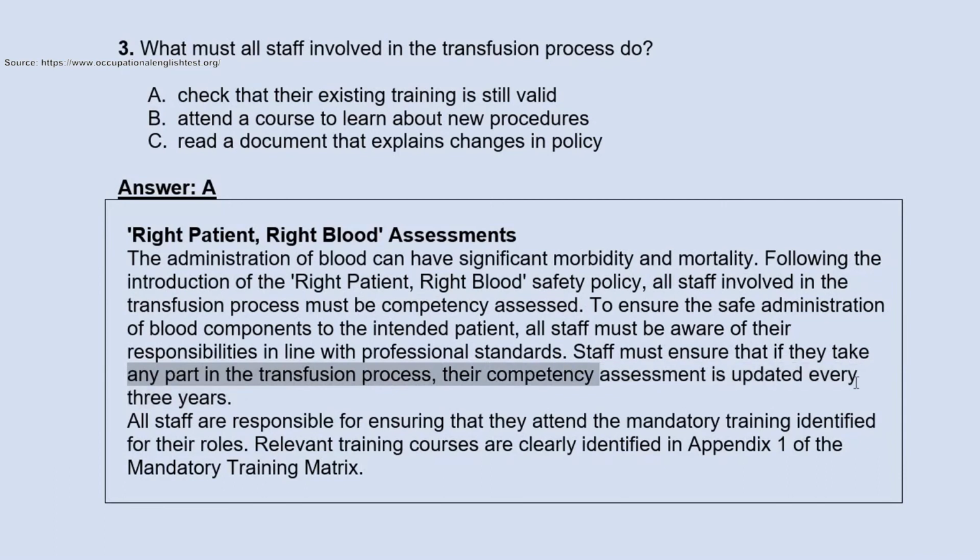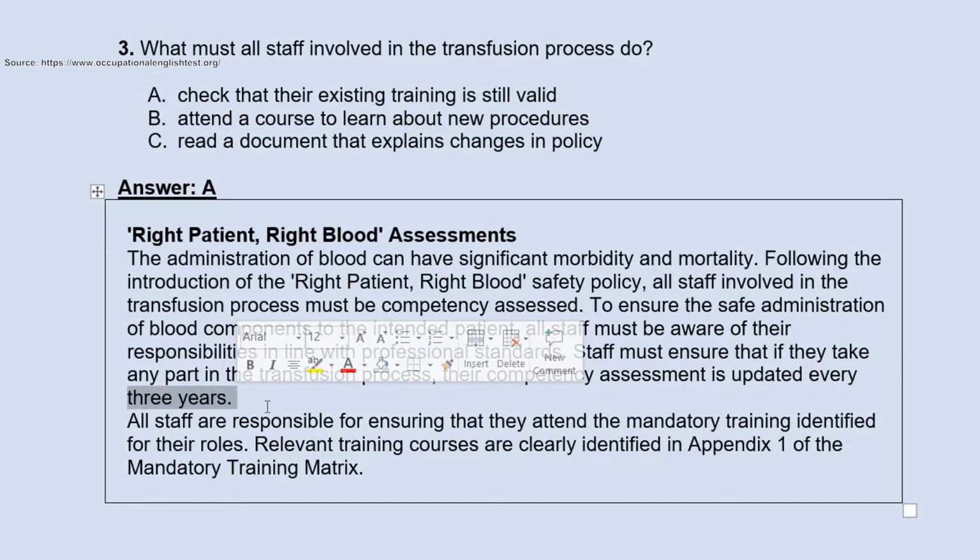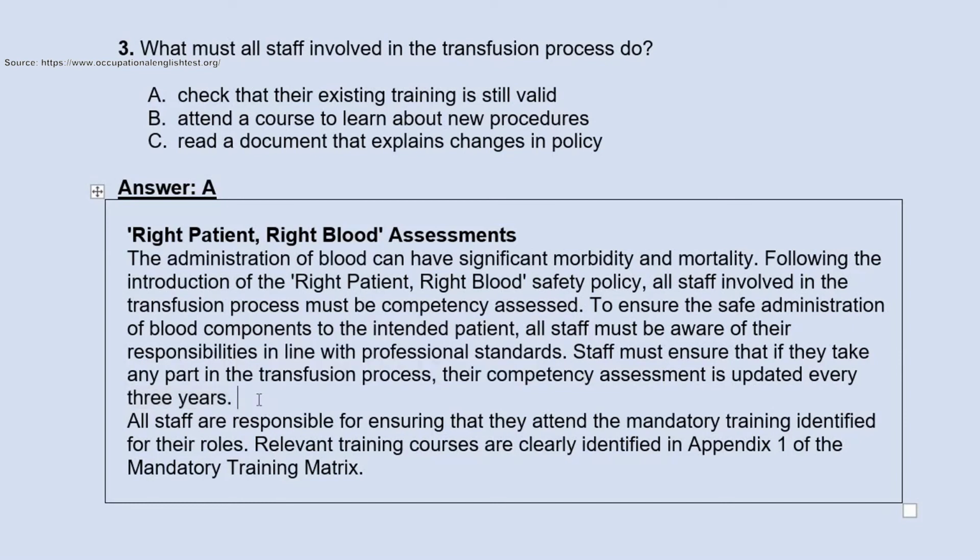their competency assessment is updated every 3 years, which means staff involved in transfusion process must check that their existing training is still valid, or in other words, they must check that their competency assessment is still valid, or they need to keep that updated every 3 years so that it remains valid. So option A is the right answer. Now let's check why option B and option C are wrong.